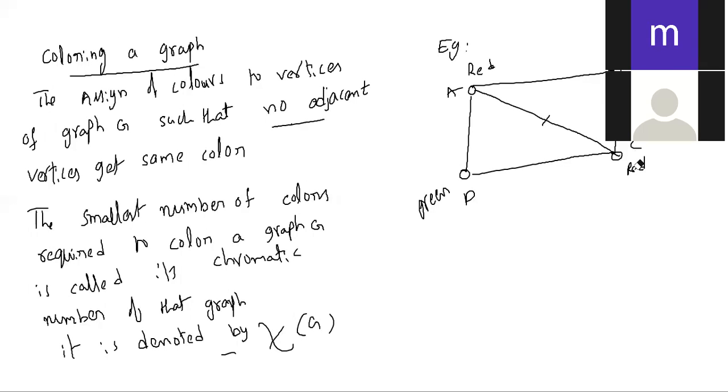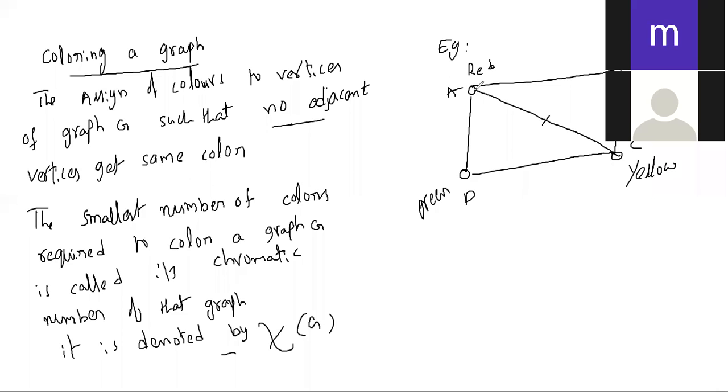So now what you have to do is assign some other color. What is that color? Red and green are already given. You can give yellow. That means we assign three colors: red, green, yellow. Check it. Red, green, red, yellow. No two adjacent vertices have the same color. Therefore, this is called a coloring of a graph.